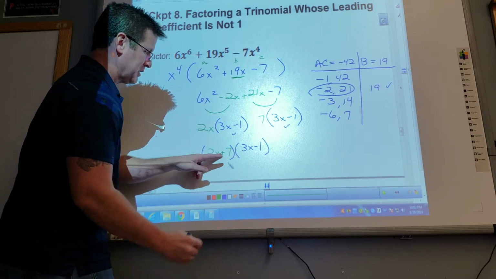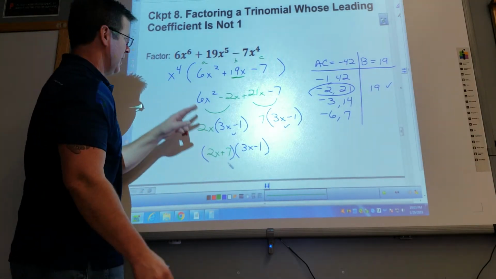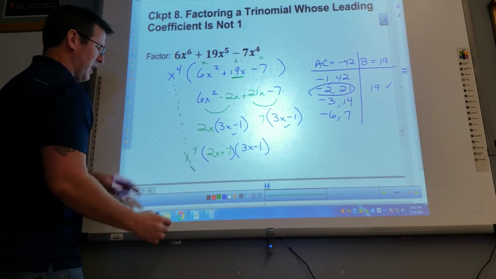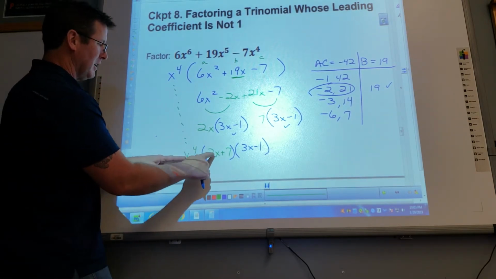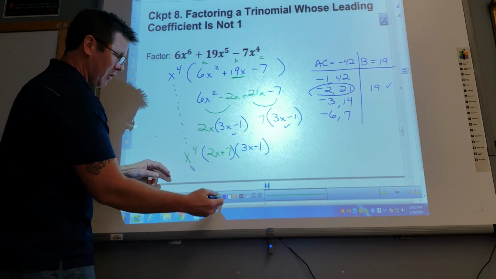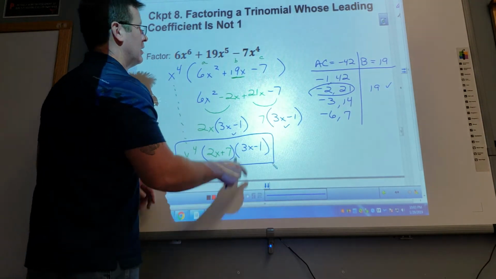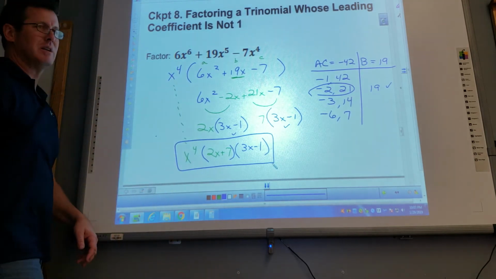Remember, positive for plus 7. And then, my little friend, I got to use him too, because if I forget him, there's no way I can get back to x to the 6th power. And that, my friends, is how you factor when a is not equal to 1.